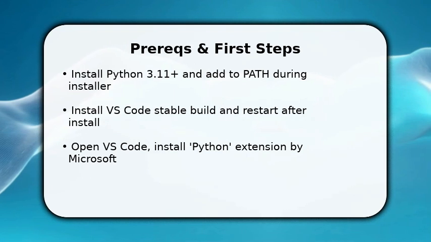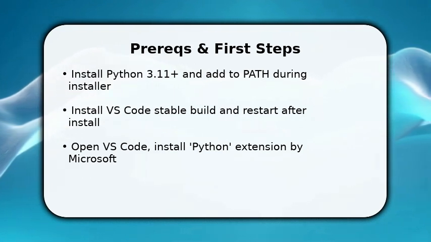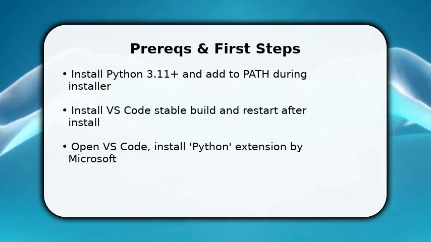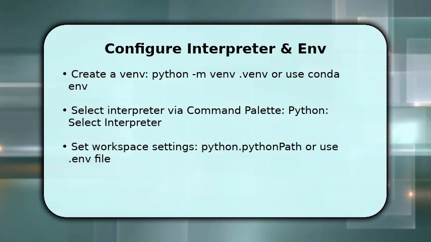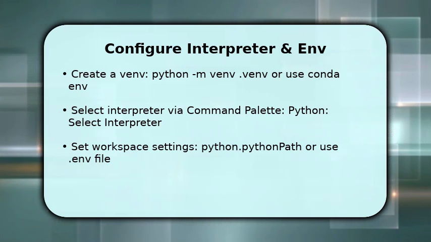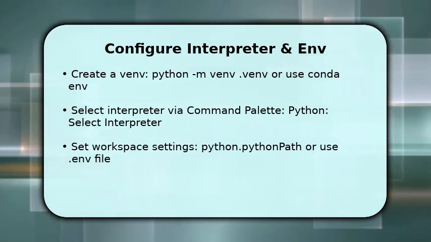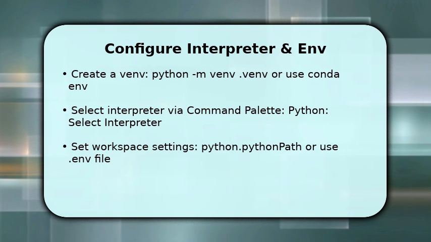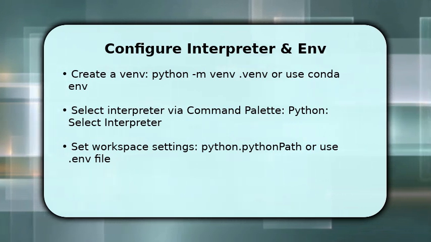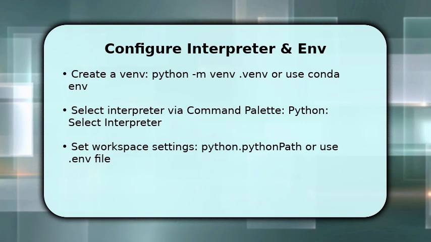Next, you will configure interpreters and environments to tie VS Code to your Python runtime. You now create or select an environment so projects remain isolated. Run python venv or create a conda environment, then activate it in your shell. Open Command Palette and choose Python: Select Interpreter, pick the virtual environment or conda entry.